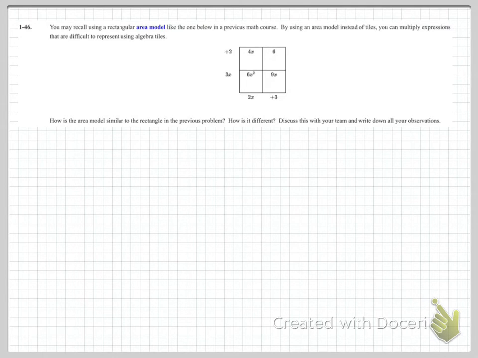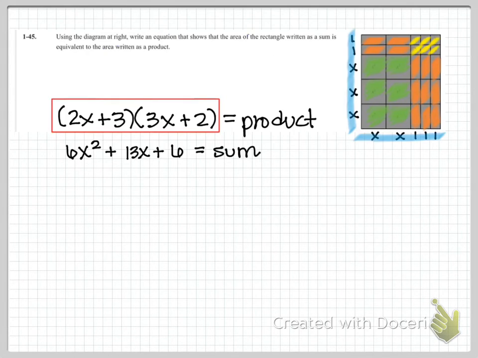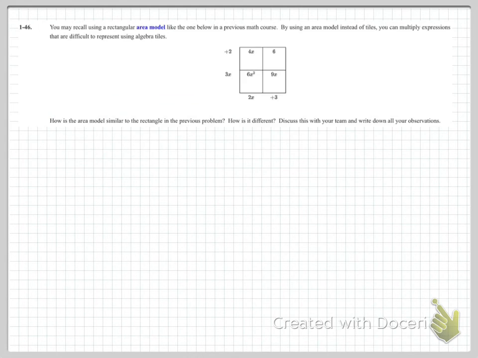So on this question, we're going to take a look at the area model, and we're going to compare it to the previous problem. So if you take a look back at the previous slide, which I'm going to go ahead and do, notice I had 6x squared, 13x plus 6. So 6x squared, there it is, 13x, there we go. If you add those two together, there's the 13, and then your plus 6. So I would say the only difference is, it looks exactly the same, except it has a lot less drawing in it.